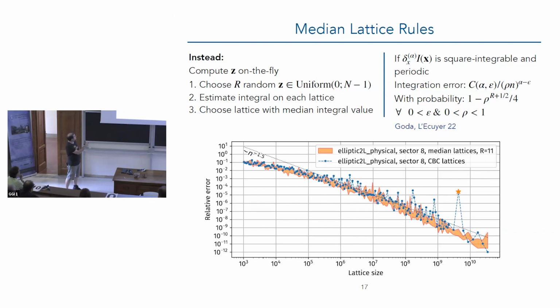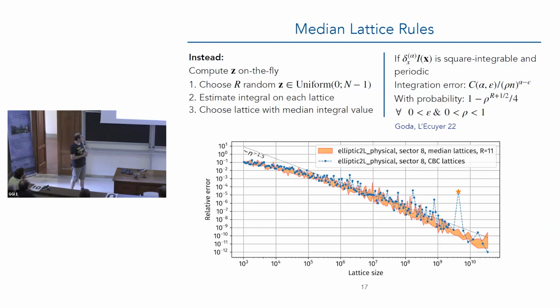You choose a random R in this uniform range, where n is the size of your lattice. You estimate the integral on each of the lattices, so you have R random lattices. You estimate your integral on each lattice, and then you choose the lattice with the median integral value. With this lattice, you can then sample your integral a lot more to get an idea of your relative error.